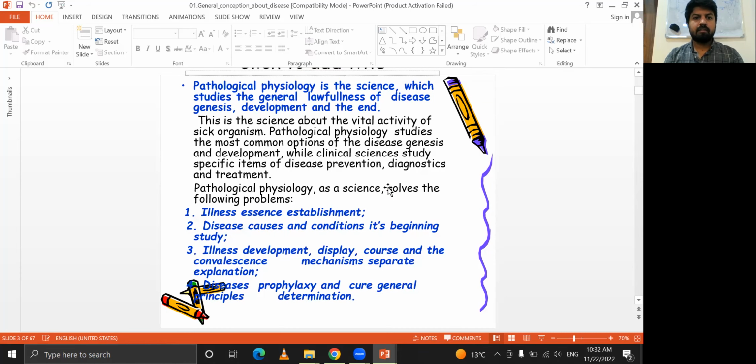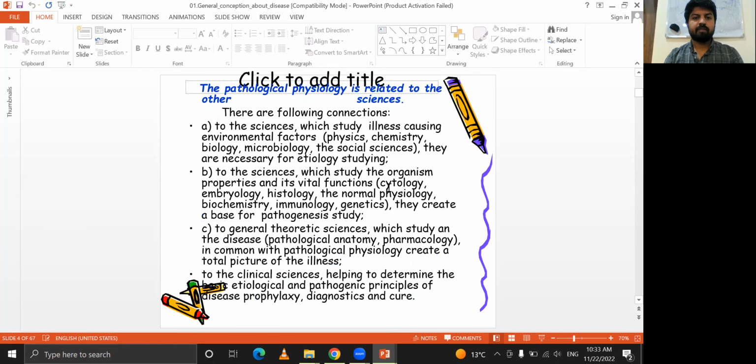Pathological physiology is the science which studies the general lawfulness of the disease's genesis and development to the end. As I told you earlier in the previous lecture, this is the definition of pathophysiology.